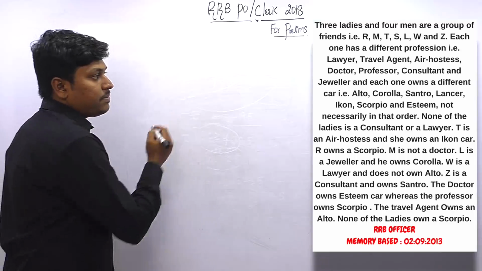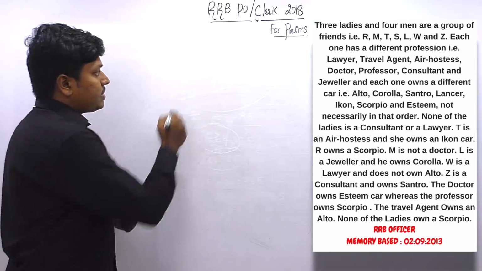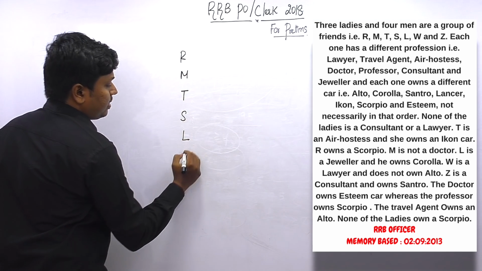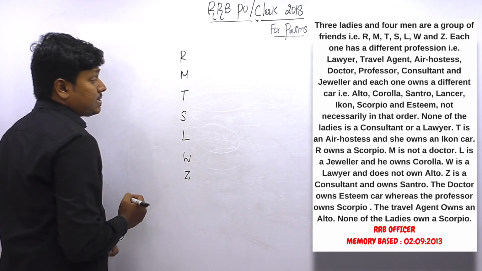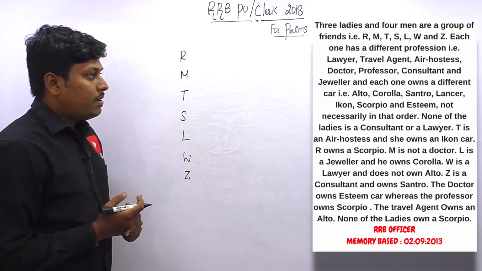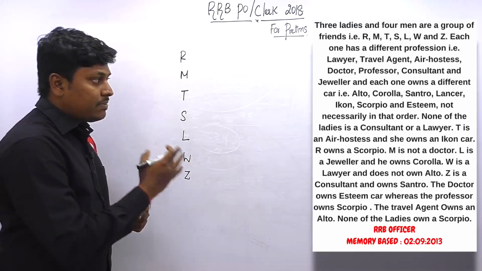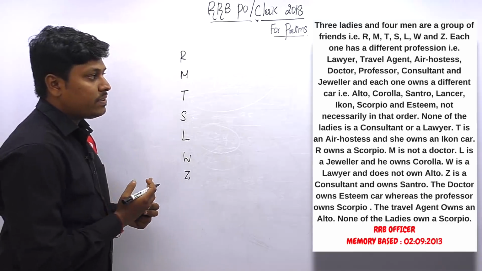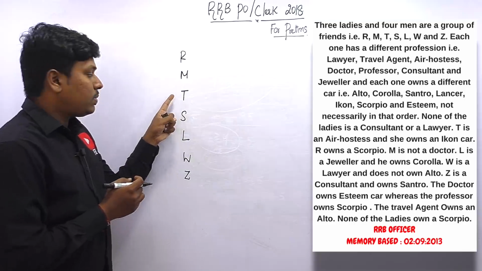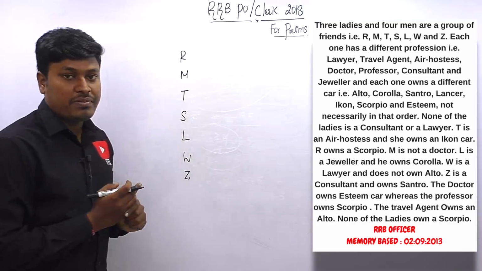So 3 ladies and 4 men are a group of friends: R, M, T, S, L, W and Z. So totally there are 7 members. Our target is to find the overall ladies and men. They have also given 7 different professions, and each of them owns a different car. So our target is to find the gender, which car each likes, and also the profession.